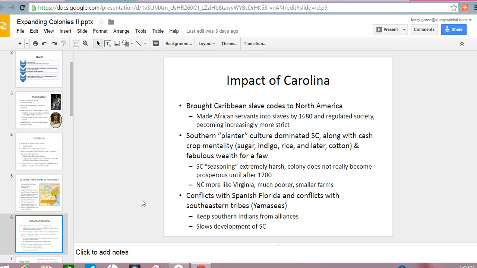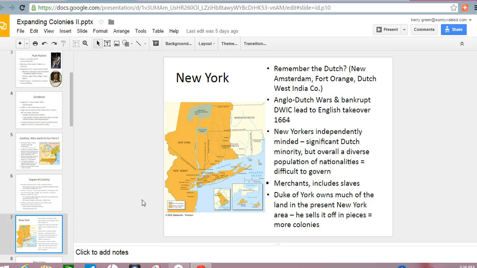Southern planter culture dominates South Carolina. The cash crop mentality that I talked about. South Carolina had a very difficult seasoning period. It takes a while for it to really get off the ground. You have lots of conflict in South Carolina with Spanish Florida, lots of conflict with southeastern tribes, so this affects South Carolina and even North Carolina to a lesser extent. So just understand that the Spanish still find a way to annoy the English, especially in those southern areas.